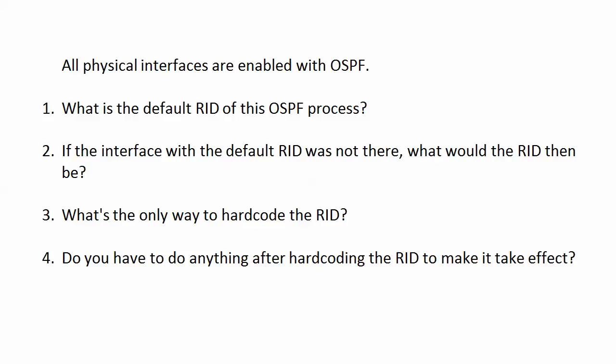Second, if the interface with the default RID wasn't there, if the answer to number 1, the interface just went away, or wasn't considered, what would the RID then be? Question 3, what's the only way to hard code the RID? And question 4, do you have to do anything after hard coding the RID to make it take effect? And we're going to take a look at the answers to that on live Cisco routers in just a moment.